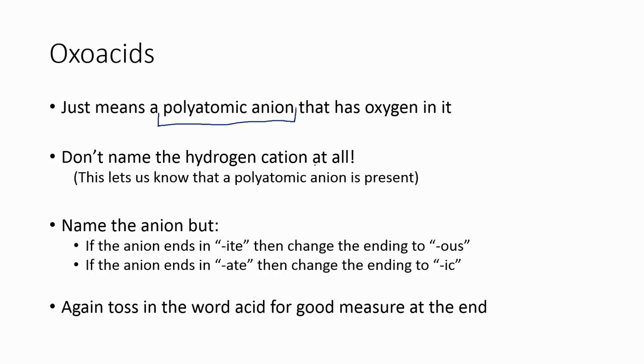If you have an oxoacid, which just means that there is a polyatomic anion with oxygen in it, we differentiate that from the binary acids we just named by not saying anything about the hydrogen cation at all. This lets us know that there's a polyatomic ion present. When we name the anion, we have to change the ending based on what the anion is, so that people can know whether it's the lower number of oxygen or the higher number of oxygen version.